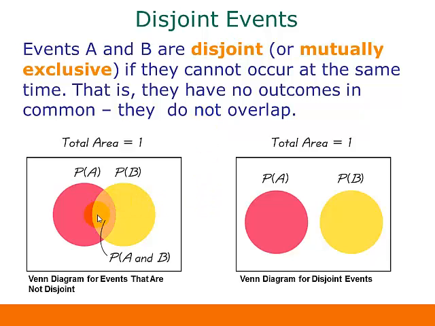So here are a couple of pictures. In this picture on the left, the two events do have an overlap. There's something in their intersection that they both have in common. Whereas in this picture, there is no overlap. The two sets of outcomes are completely separate. So these two would be disjoint or mutually exclusive. And again, mutually exclusive says that if one is happening, the other one cannot be happening, so that they cannot both be happening at the same time.